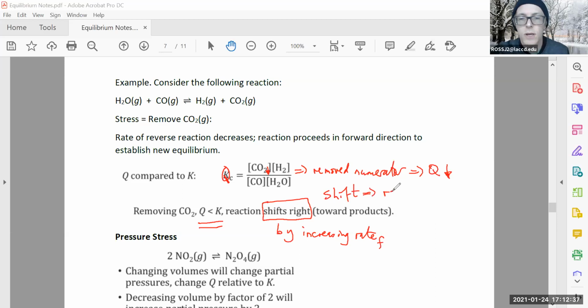When you shift, it implies that rate forward is not equal to rate reverse, right? The rate forward causes you to shift right. The rate reverse causes you to shift left. If you're at equilibrium, your rates are equal, so you shift nowhere. If Le Chatelier's principle is telling you you're shifting right, then your rate forward is greater than your rate reverse. And if you're shifting left, your rate reverse is greater than your rate forward. Okay.